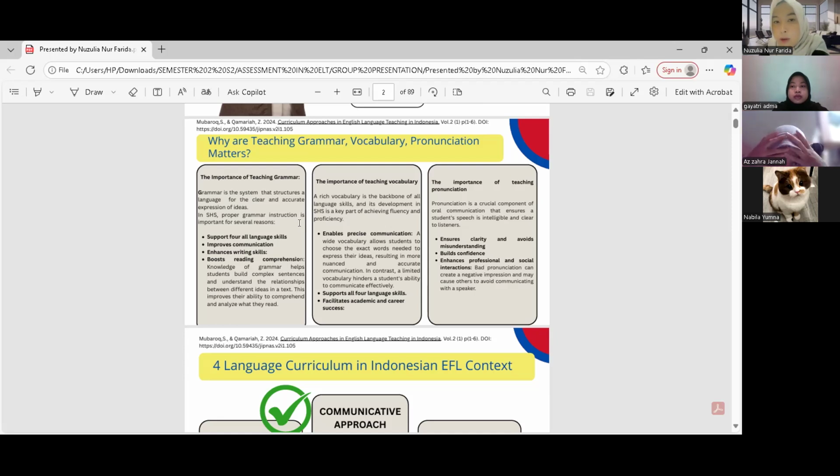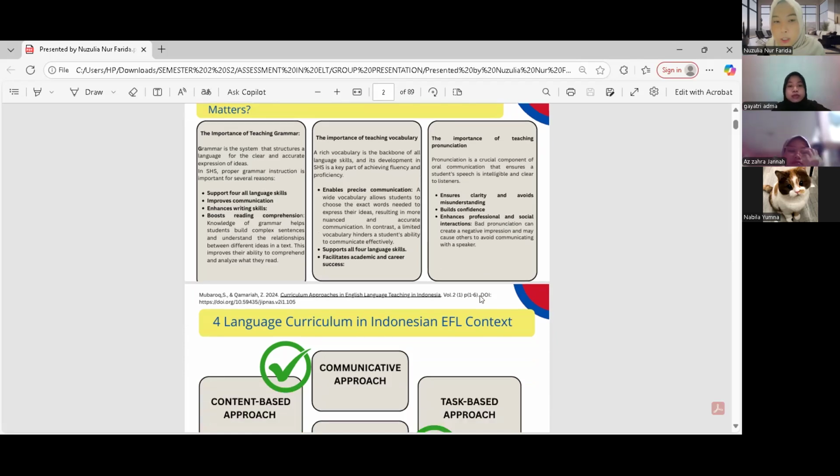And the importance of teaching vocab is, first, it enables us to practice communication. It also supports all four language skills and it facilitates academic and career success. For pronunciation, it matters because pronunciation ensures clarity and avoids misunderstandings in communication, and it also builds our confidence in speaking. It enhances professional and social interactions.